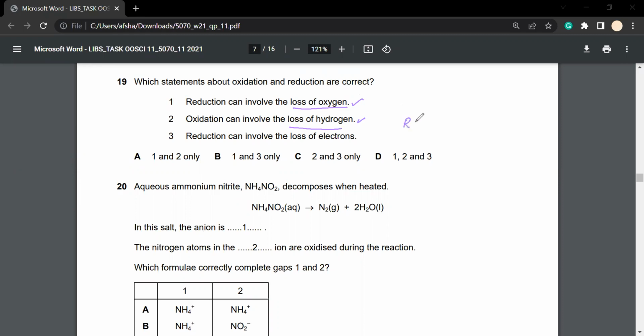But if you remember the mnemonic RIG and OIL, when we talk about reduction, there are four definitions of redox reactions. The third definition is on the basis of electron transfer. When we talk about electron transfer, reduction is basically the gain of electrons, and when you talk about loss of electrons, we call it oxidation. So 'reduction can involve the loss of electrons' is an incorrect definition according to the transfer of electrons. So the first and the second definitions of reduction and oxidation are correct. So we have option A correct for question number 19.